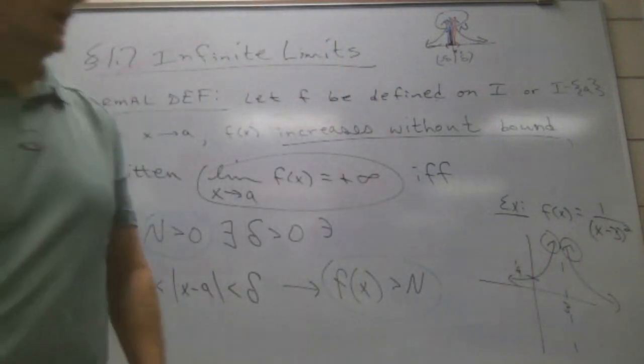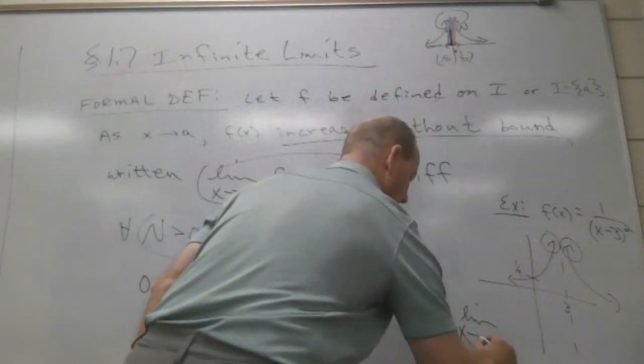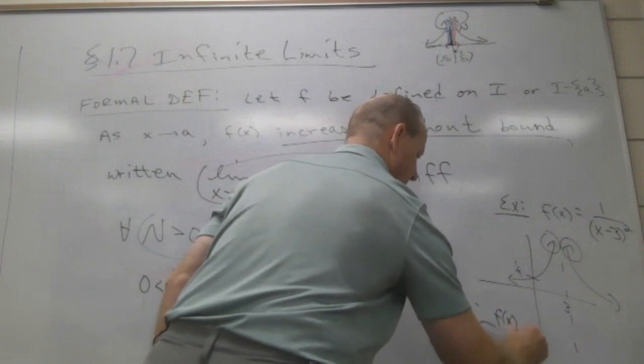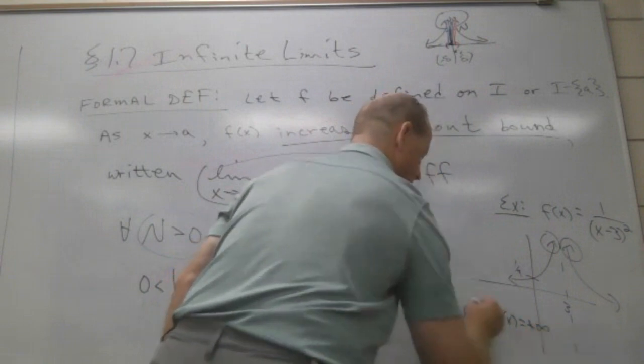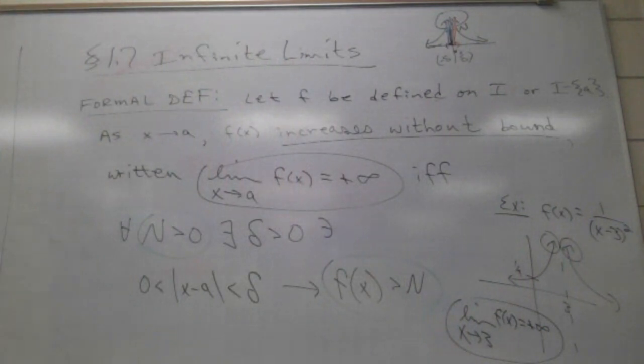So what's the limit as x approaches 3 from both sides of f of x in this case? Positive infinity, because they both explode up. If they explode in the same direction, then that infinite limit is going to exist. All good with this? Does that definition make sense? So it would be good to actually prove one.